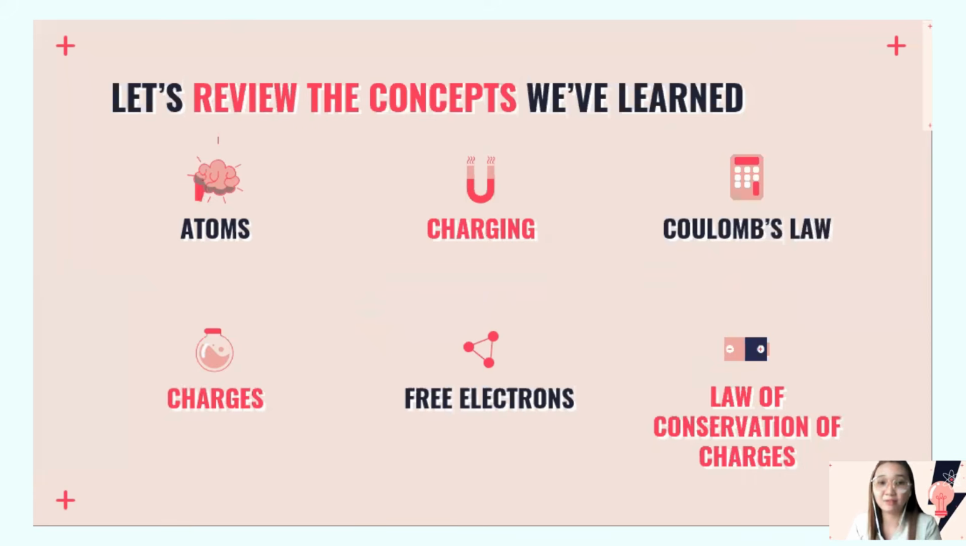Okay, so we have four types of charging. Charging by friction, charging by induction, polarization, and charging by contact. So free electrons are free flowing. So with relation to that, we have law of conservation of charges where electrons can neither be created nor destroyed but can be transferred from one material to another. And then lastly, we have Coulomb's law.